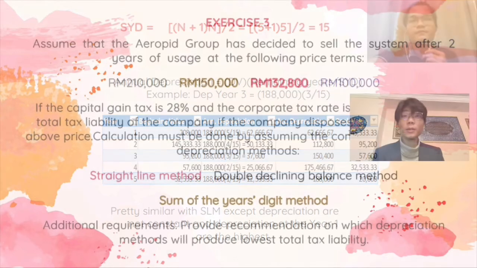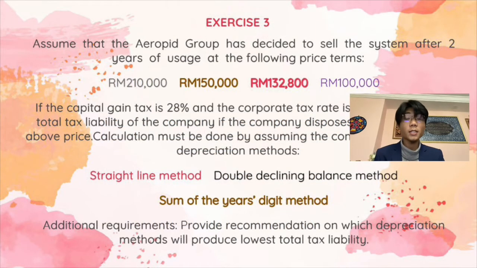Assalamualaikum, this is exercise 3. So Aeropic Group has decided to sell the system after 2 years of usage with various selling prices: 210,000, 150,000, 132,800 and 100,000. They give us the capital gain tax and corporate tax rate, and they want us to find the best depreciation method between the straight line method, double declining balance method, and sum of the year digit method. So they want our recommendation.